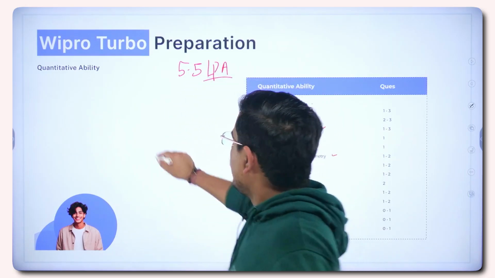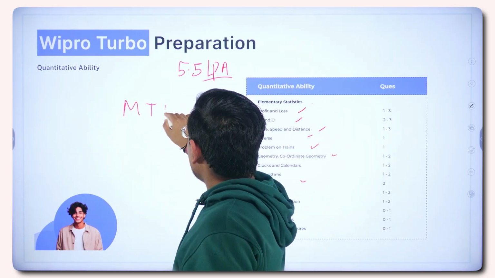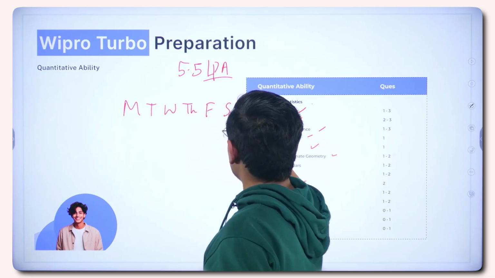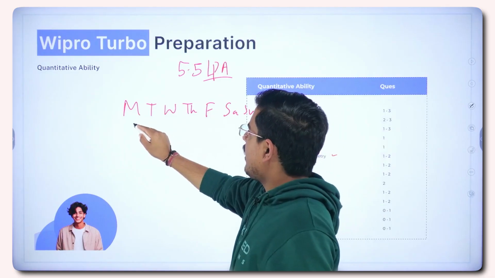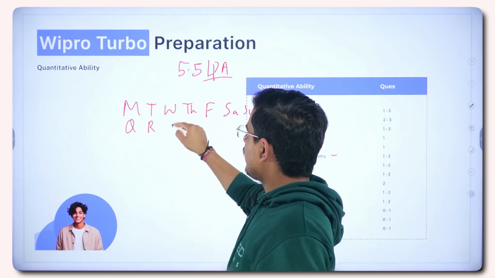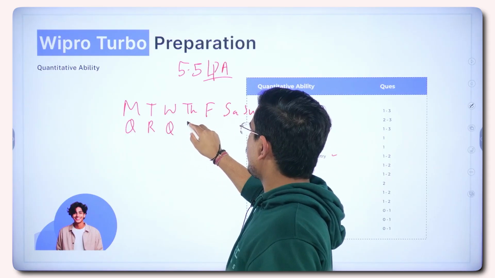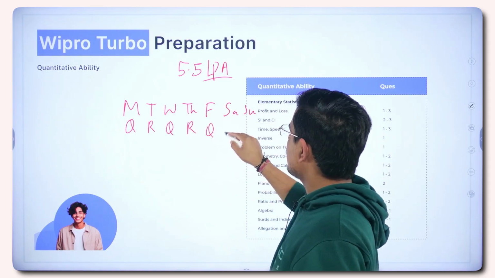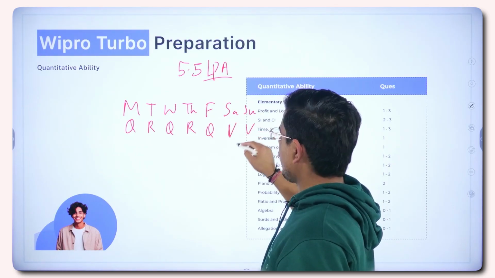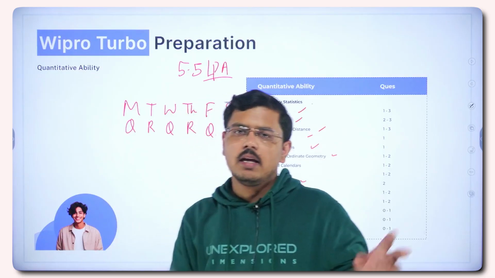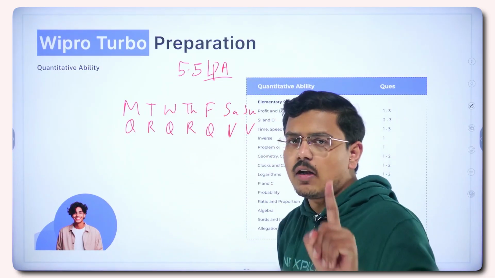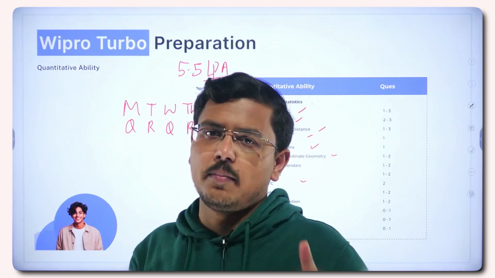Divide your way of structuring. Fine. For example, your week looks like this: Monday, Tuesday, Wednesday, Thursday, Friday, Saturday and Sunday. Here 1 hour of quants, next day 1 hour of reasoning, another day 1 hour of quants, another day 1 hour of reasoning, then again quants, then again reasoning or verbal if you want to keep verbal. So quants you practice for 3 days, reasoning and verbal you practice for 2 days each in the week, and this 1 hour should be for aptitude preparation only.